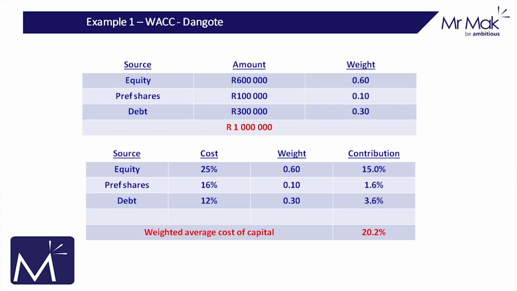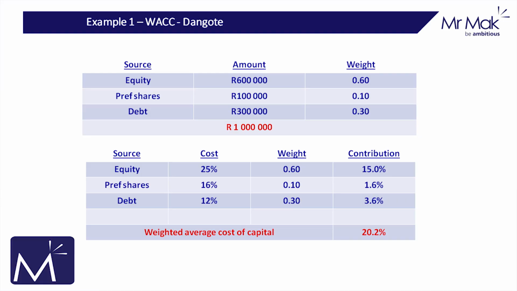The next step now is to apply those weightings to the cost of capital of each capital tranche. Now, in this example, I have given you the cost of each capital type. I've said the equity costs us 25%, the preference shares cost us 16%, and the debt costs us 12%. Now, if you multiply the cost of capital for each tranche by its weighting, you're going to give a contribution.